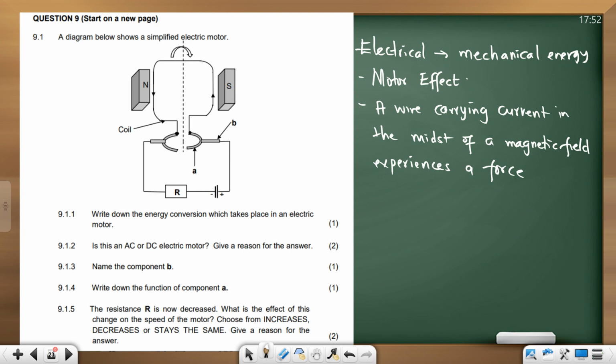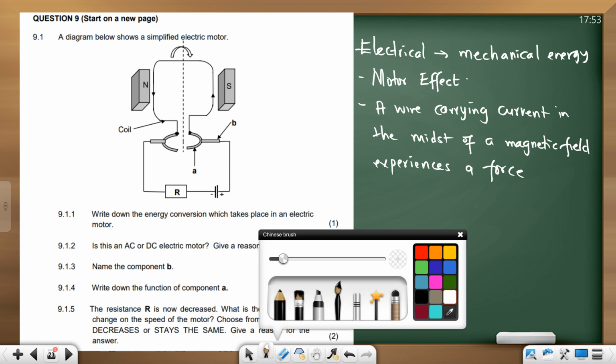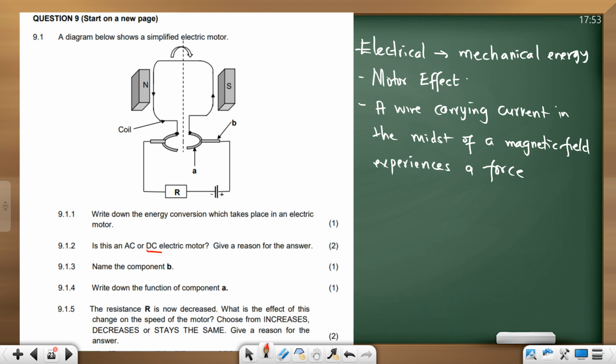All right, is this an AC or a DC? It's a DC. And why is it a DC? It's a DC because it's got what? Split ring commutators. Do we know what B is? What is B? B is known as carbon brushes. And I did explain the purpose of carbon brushes in the other lesson.